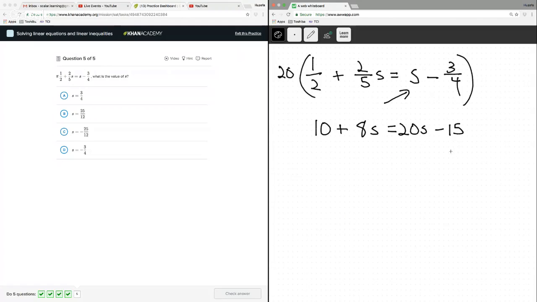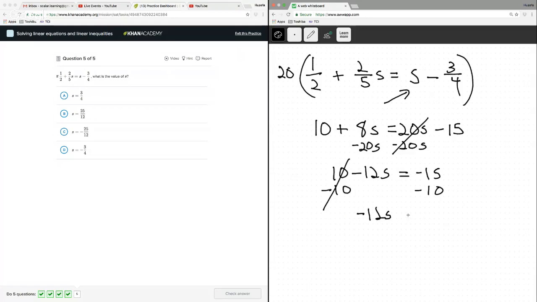Okay, let's restart. So now we're gonna move, so nothing to combine here. Let's first move this variable over here. That goes away. So we have 10 and the negative 20, positive 8 minus 12s equals negative 15. Then we subtract 10, subtract 10. Now we've got negative 12s, still not a pretty number, but I think this is more on target, negative 25. Finally, we divide both sides by negative 12 because that's what it's multiplying the s.